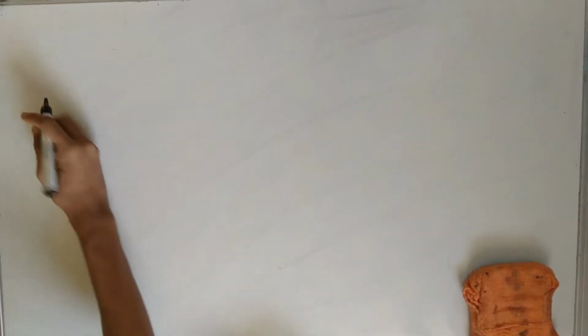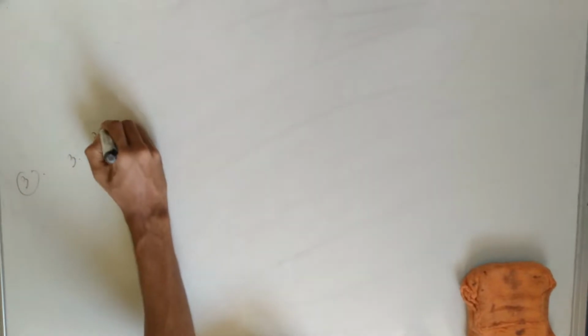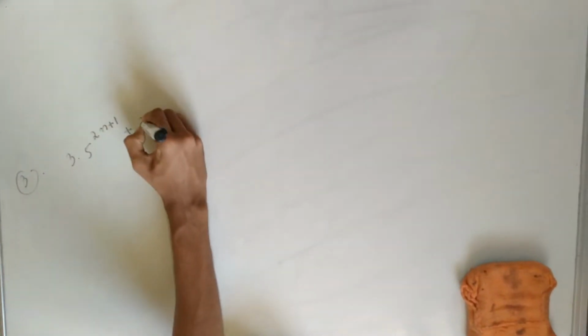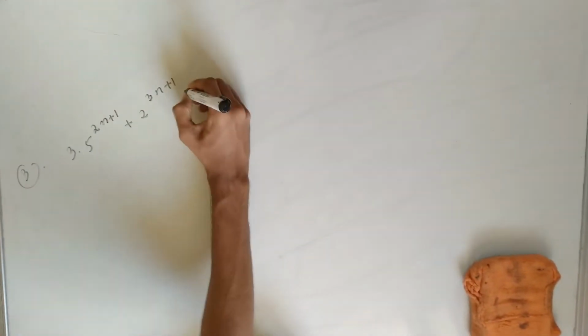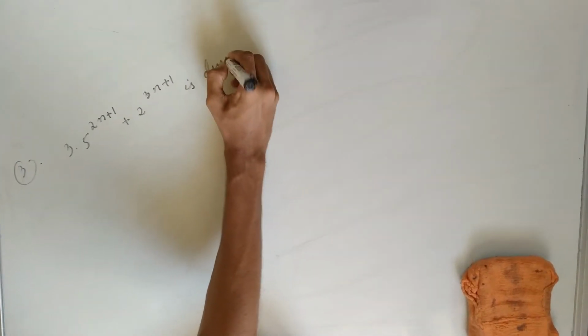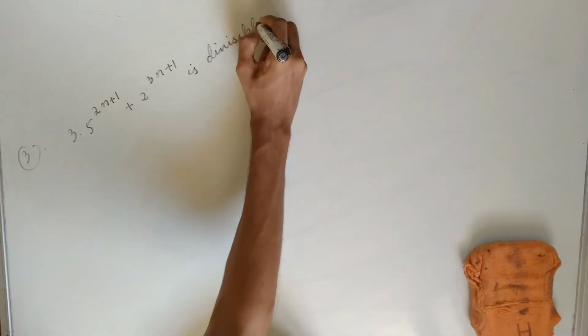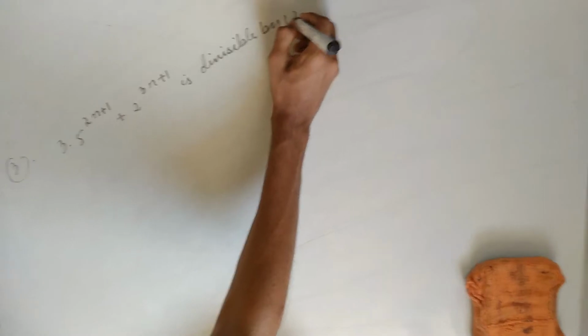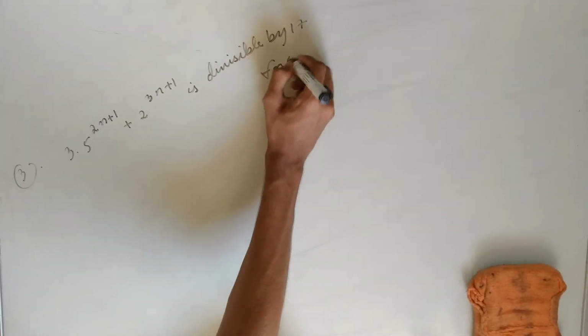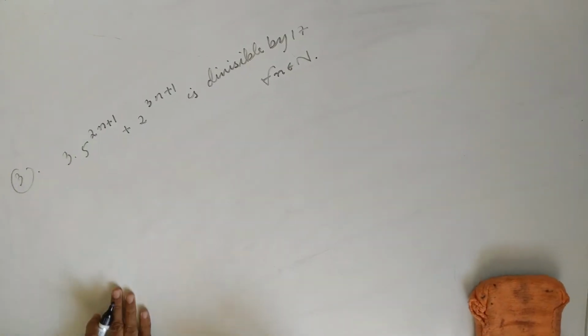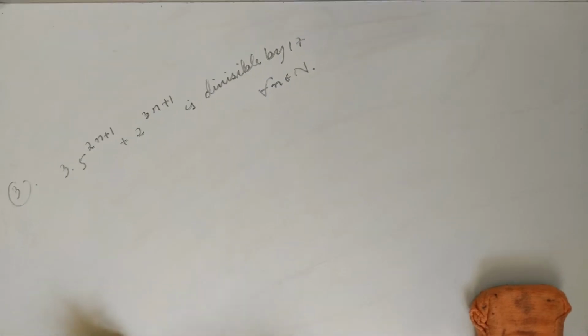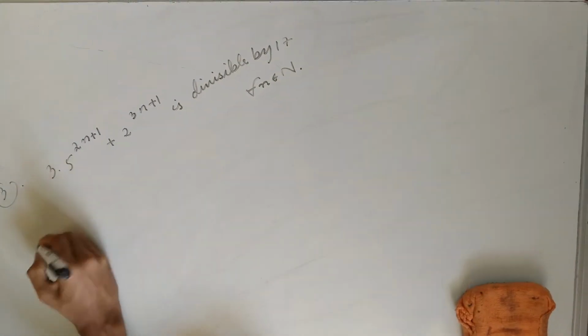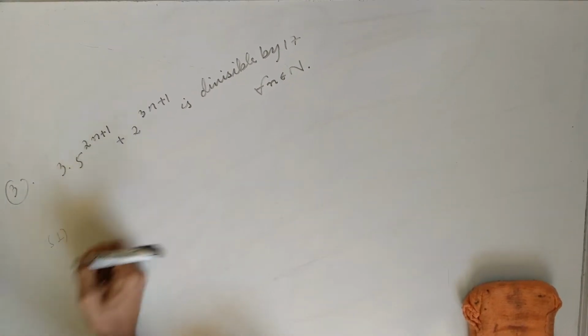So let me take the third final example in PMI. 3 into 5 power 2n plus 1 plus 2 power 3n plus 1 is divisible by 17 for all values of n belonging to N. This is a question based on divisibility. Step 1 is your verification procedure.